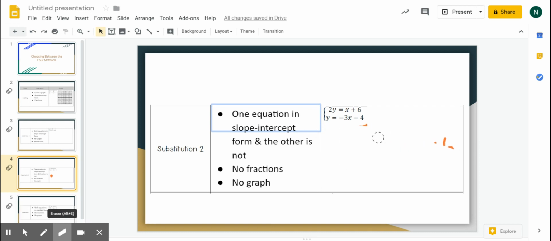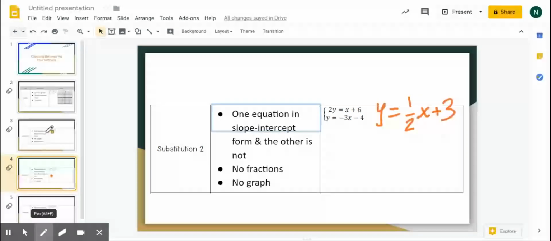What we worked on is we actually would have divided, which we still can do. We can divide the first equation by 2. So we get y is equal to 1/2 x plus 3. So then we can set that equal to negative 3x minus 4. So we can stick with the same method we have always been doing.